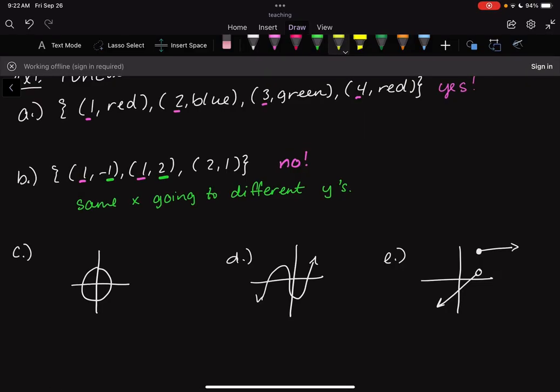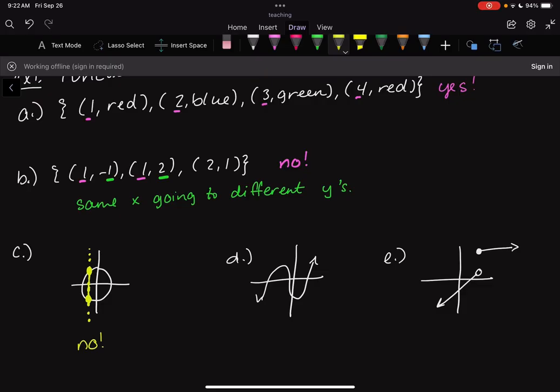Now part C, we're looking at our vertical line test for the graphs. So imagine you held a vertical line up to this graph. Do you hit more than one x value at the same time? Meaning, does our x have two different y's? And we'd say, yes, it does. I have a y at the bottom and I have a y at the top. So this is not a function.